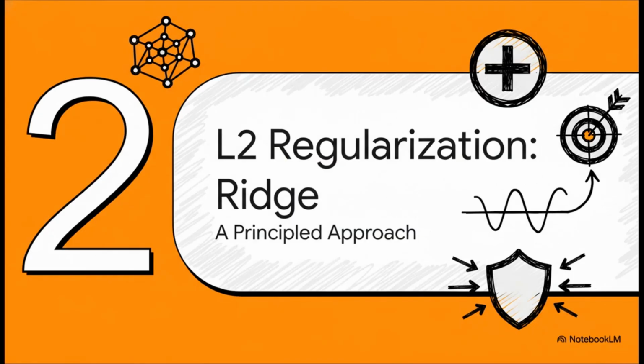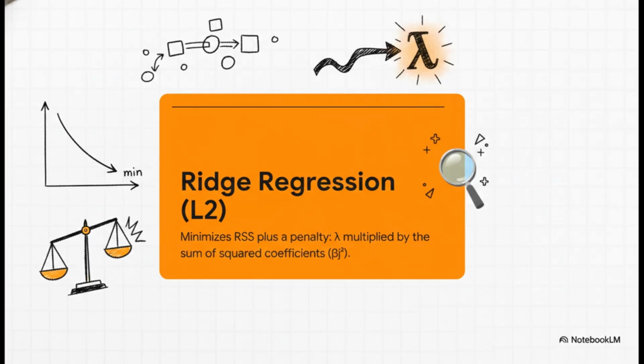Okay, so how do we actually fix this instability? Let's start with our first major tool, L2 regularization, which you'll almost always hear called ridge regression. The whole idea is to tackle the problem directly by changing the very thing our model is trying to optimize. So normally, we just try to minimize the residual sum of squares, the RSS. Simple enough. But with ridge, we add a new term to that equation. It's a penalty, and it's controlled by this hyperparameter, lambda, that we get to choose. We take lambda and multiply it by the sum of the squared values of all our model's coefficients.